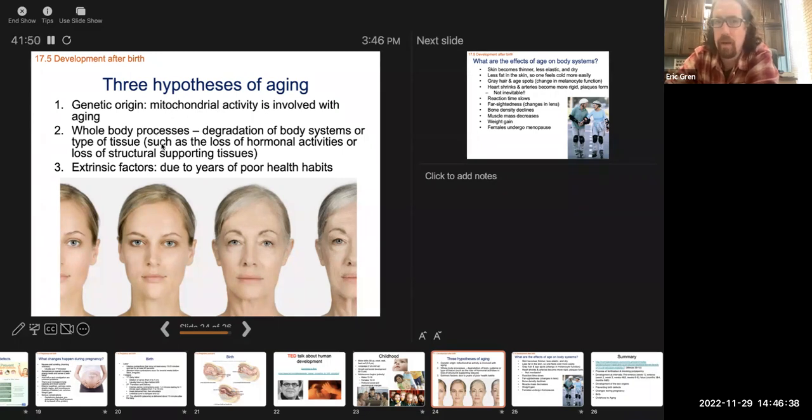Whole body processes. There are whole body systems that basically start to wear out, right? You could look at the various different types of tissues as maybe hormone activity is starting to slow, as the structural integrity of some of the tissues that make up these organ systems starts to become a little less, starts to lose some of its structural integrity. You'll start to see a loss of function in some of the body systems.